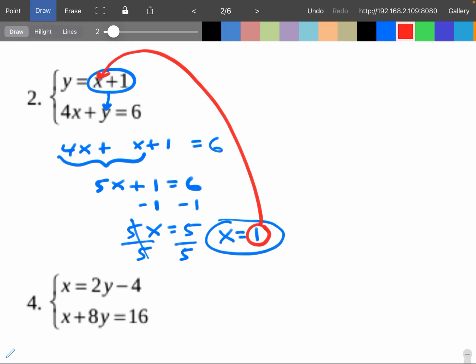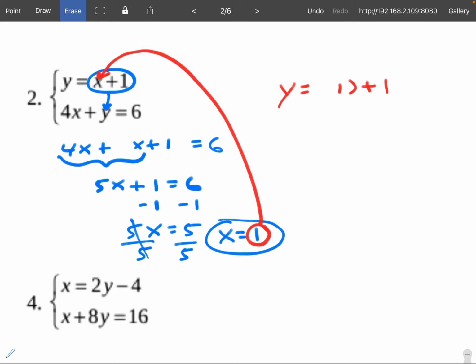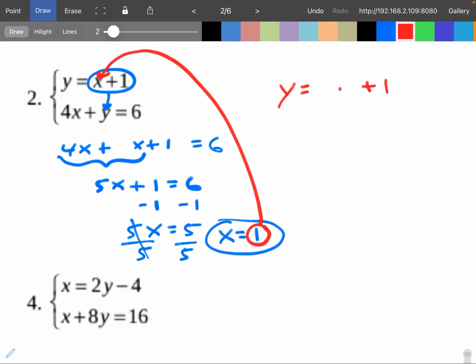Step 4 says take that solution and plug it into one of the original equations in order to solve for y. So I've got x equals 1. I guess I can circle that. That's half of our solution. I'm going to take x equals 1, and I'm going to put it in right there, in for that x. So then that top equation would become y equals 1 plus 1.